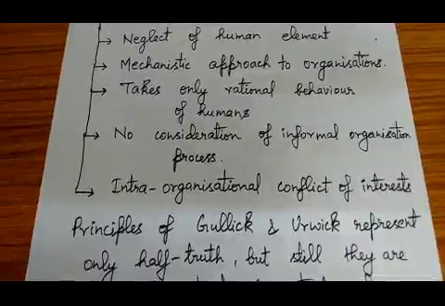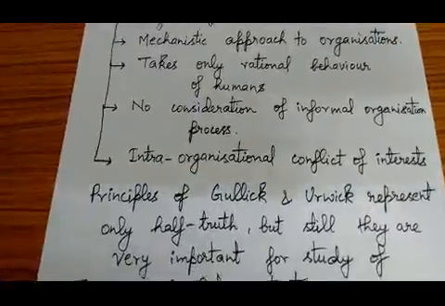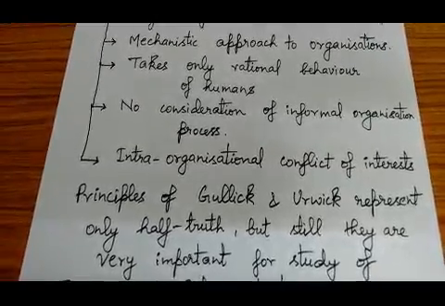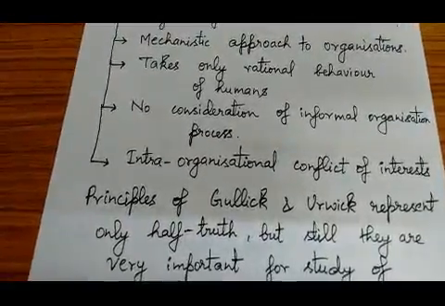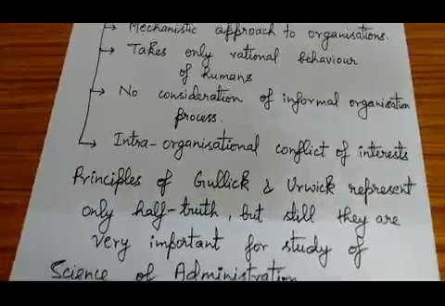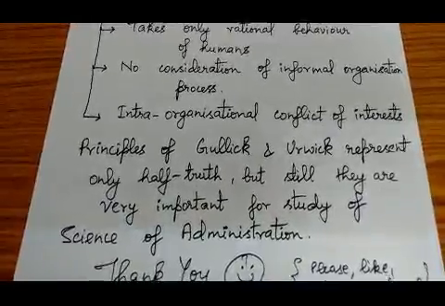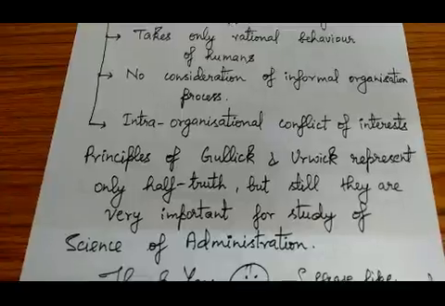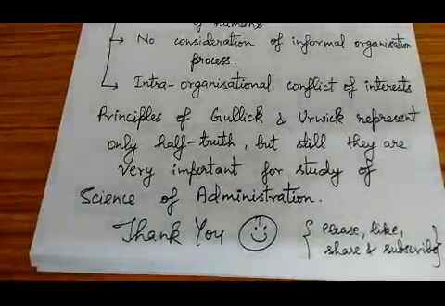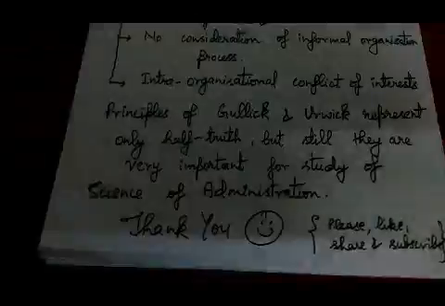Then it takes only rational behavior of humans, which is wrong. Humans are not always rational. And then no consideration of the informal organization process, informal feelings and informal contacts, which we will see in later thinkers. And inter-organizational conflict of interest, meaning when you departmentalize everything, they fight between each other for budgets and everything. So the final conclusion is that the principles of Gulick and Urwick represent only a half truth, but still they are very, very important.